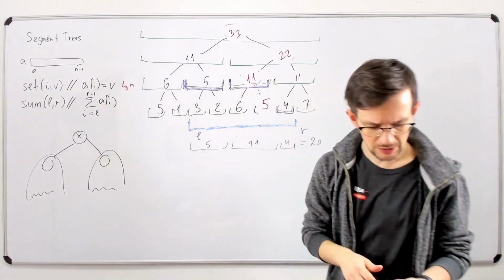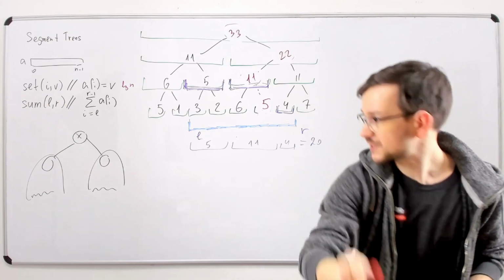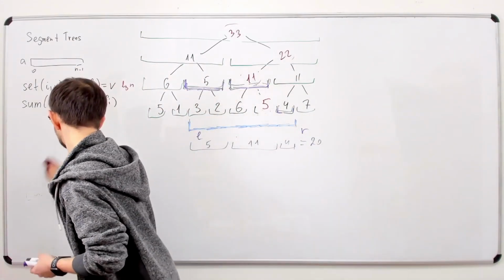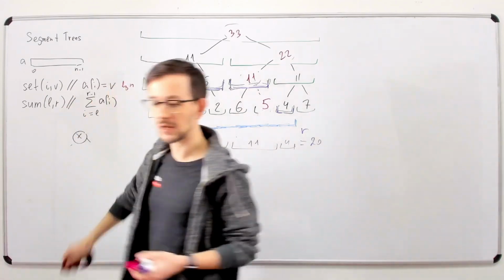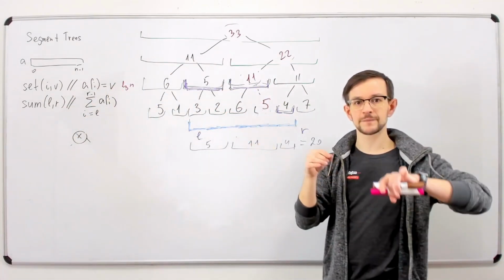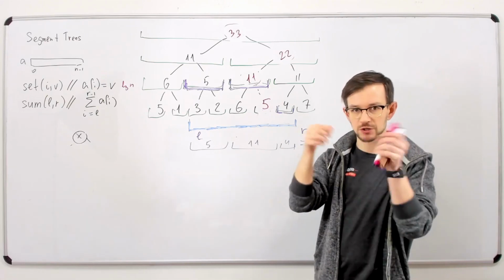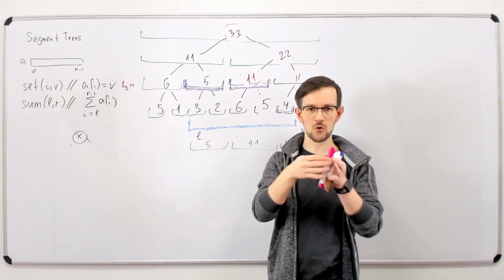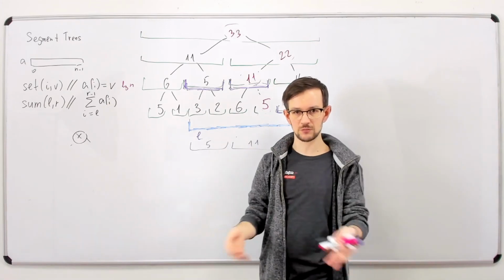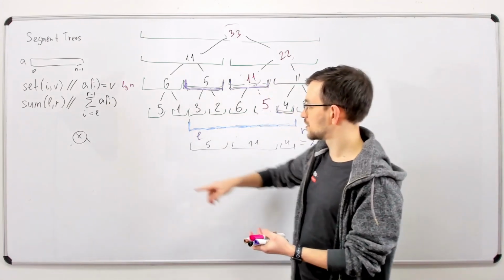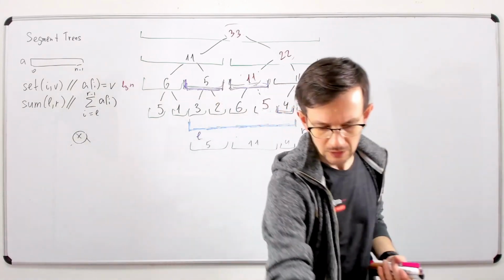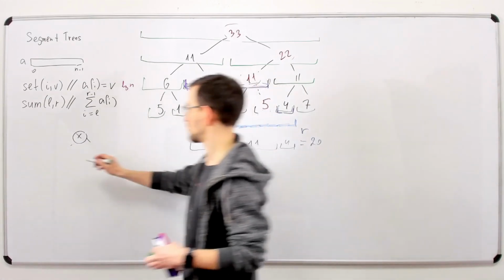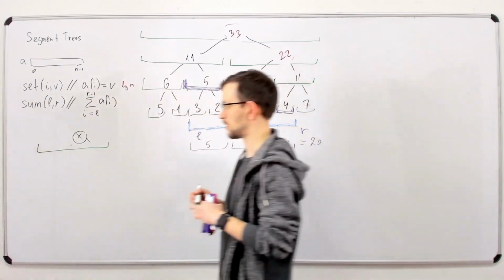The first optimization is the following. Let's say we stand in some node x. So again, we have a recursive procedure, and in our recursion we have some current node x. We need to calculate the sum of all elements in this subtree. This subtree x represents some segment of this array, from here to here.